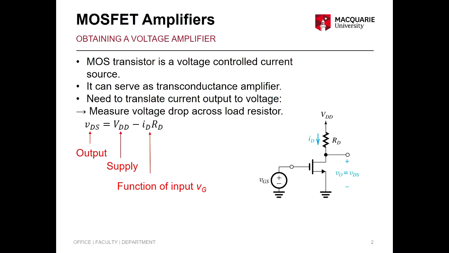A MOSFET transistor is a voltage controlled current source, as we said before. So it's a transconductance amplifier. Transconductance means it transforms a voltage into a current. So VGS here gets translated into the ID, and you have the formula for ID in terms of VGS in the saturation region: half mu n Cox W over L, times (VGS minus VTH) squared. You need to remember that.